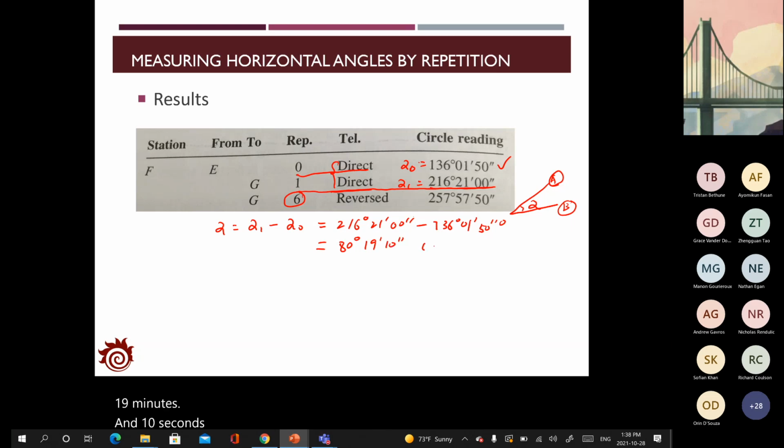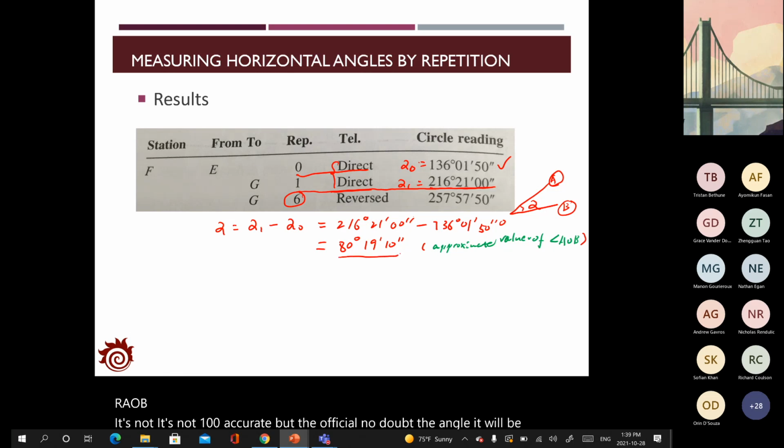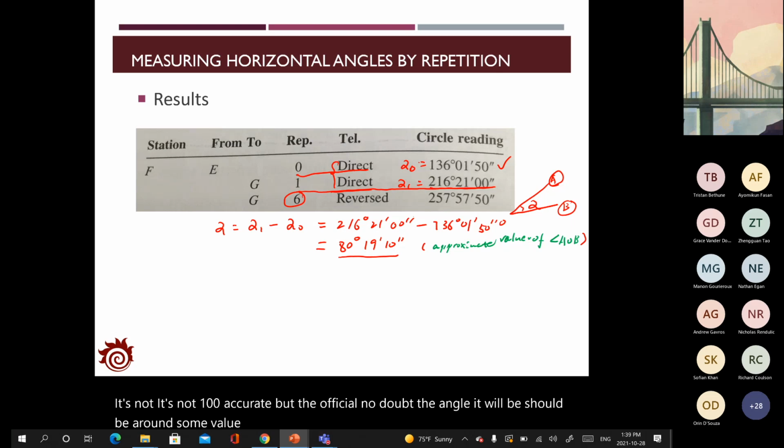So we should say that this is the approximate value of AOB. It's not 100% accurate, but we should know that the angle AOB should be around some value of this one that we conduct from the direct measurement.